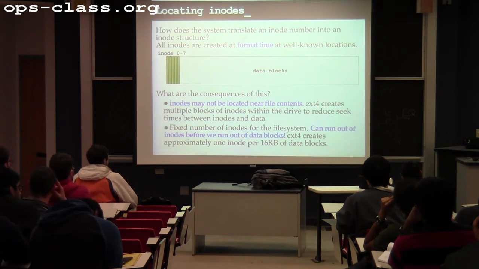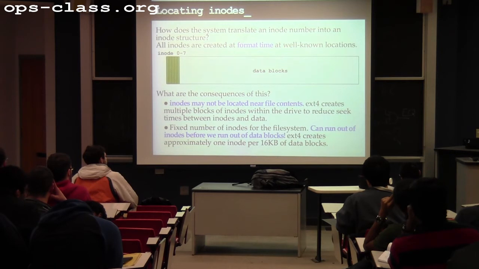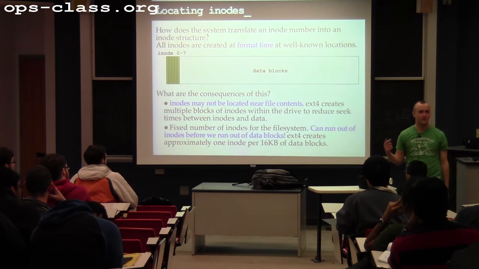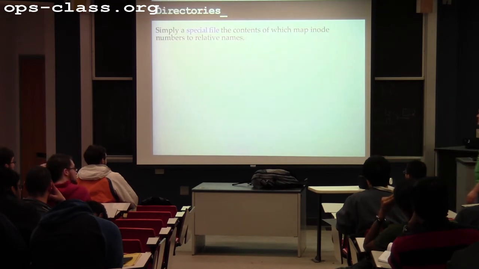EXT4 creates approximately one inode per 16 kilobytes of data blocks. And this is actually pretty small, right? This is a pretty small average file size. And so that's why it's unlikely that you're going to run out of data blocks or inodes on your EXT4 file system, because it's pretty conservative about how many it creates. It creates a lot more than it probably needs.